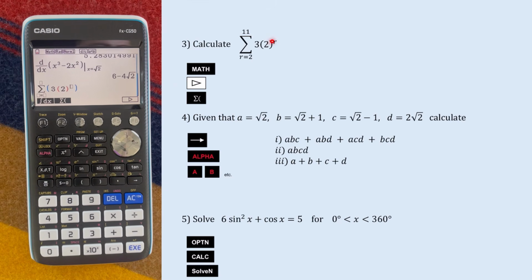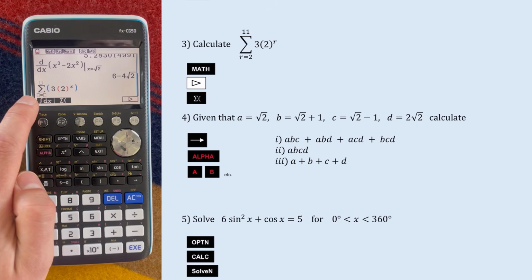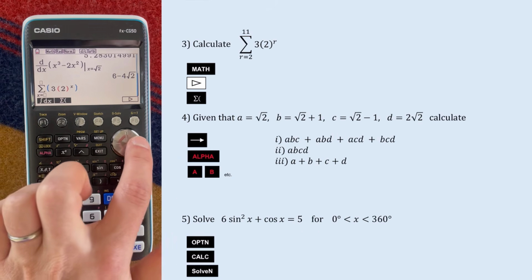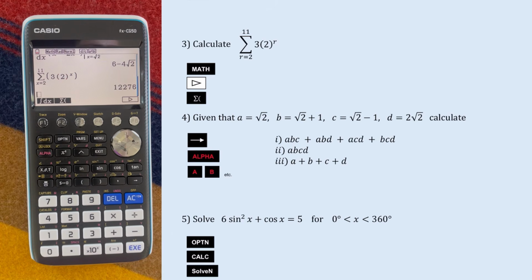Now it's not going to be the power of r because this variable button that we use here will only do x or theta or t. If it's ever coming up as theta or t and you want it to be x, it's because you're in the parametric version from the graph drawing, so you might need to go back and change that. So I'm going to use x instead of r, and I'm going to scroll along, and instead of it being an r here, it's going to be an x, and it's going to go from 2 to 11, and we come up with the answer straight away, which is just 12276.